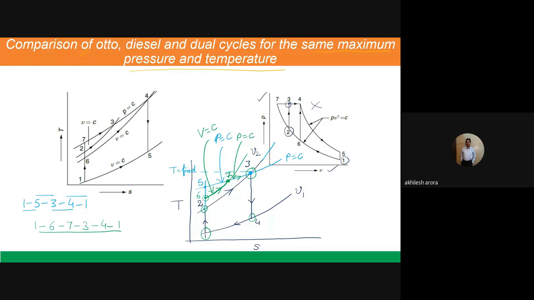So basically 1 to 6 is the reversible adiabatic compression in case of dual cycle. 6 to 7 is the heat supplied at constant volume, and then from 7 to 3 it is the heat supplied at constant pressure. Once again, point number 6 will always lie between point number 2 and 5, and 7 will lie on the constant pressure line 3 to 5, somewhere in between. It depends how we choose 2 and 7 actually. Is it clear to you? Any questions on this? If you don't have any questions, I will proceed to the explanation part of it.